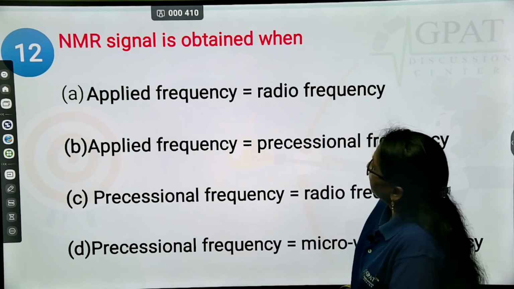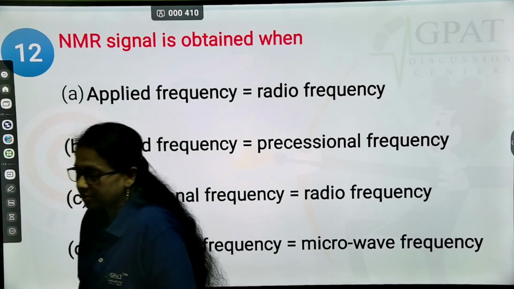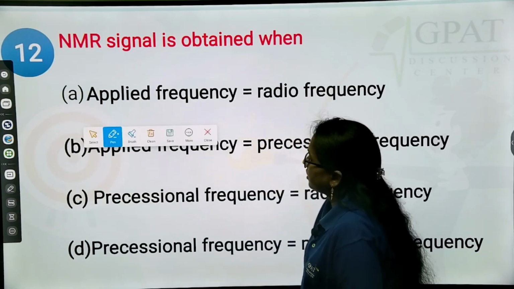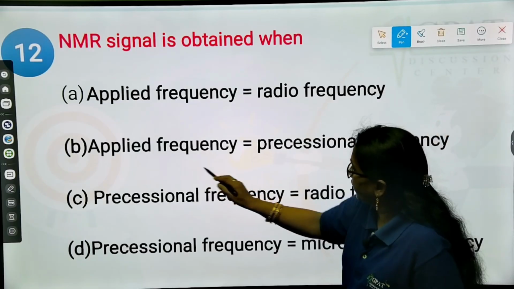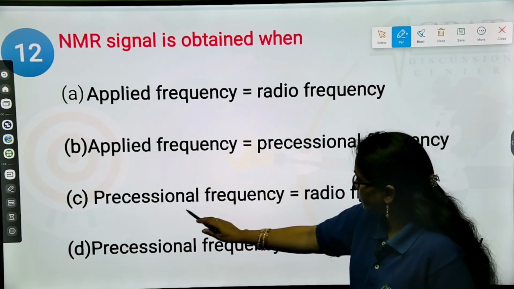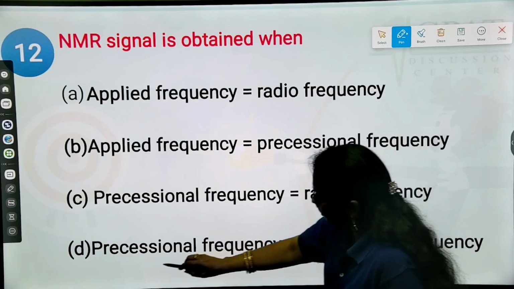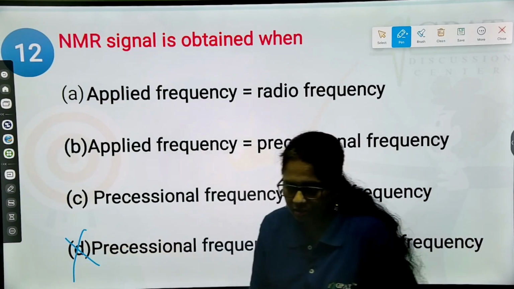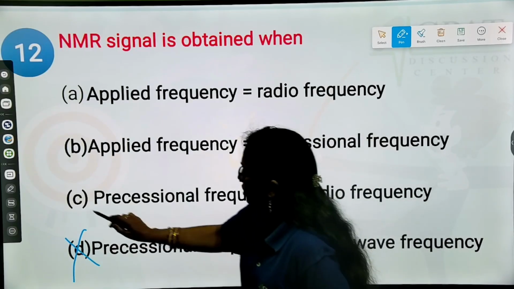NMR signal is obtained when? Yeah, just now we have discussed. So let us see the options. Applied frequency equal to precessional frequency, precessional frequency equal to radio frequency, precessional frequency equal to microwave frequency. Nowhere, option D is the wrong answer. Precessional frequency equal to radio frequency, this is also a wrong answer.